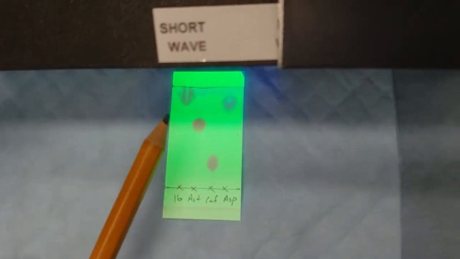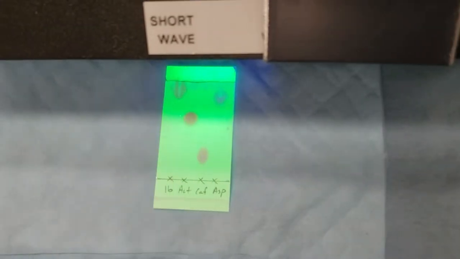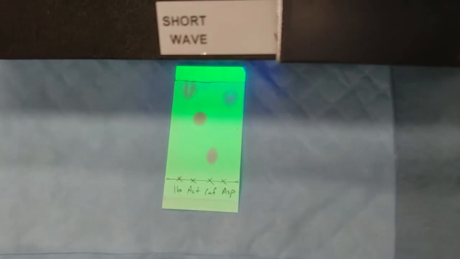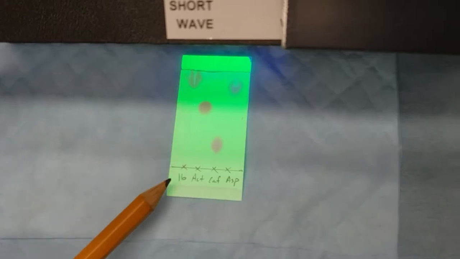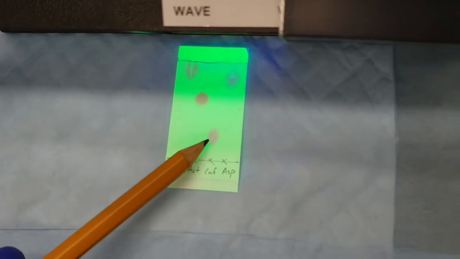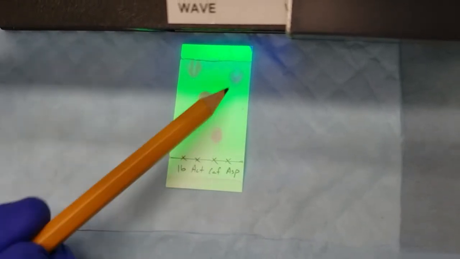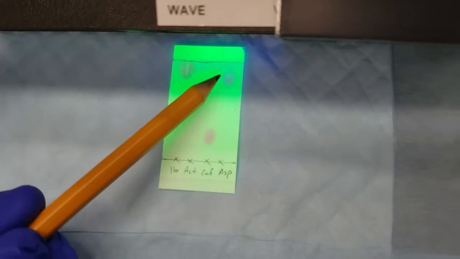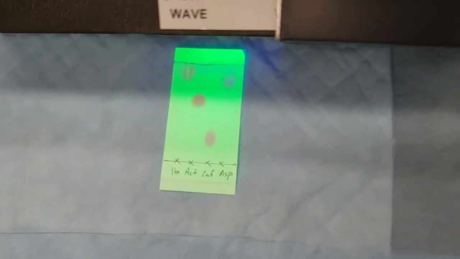Our individual compounds, our components that are embedded on the silica gel, are a dark purple or dark black against the green background. So we can see very clearly our ibuprofen spot that goes down to lane number 1. We have our acetaminophen here. Caffeine is the one that traveled the least amount in our solvent system. And then we have aspirin, which is just a little bit below our ibuprofen here on the right-hand side.